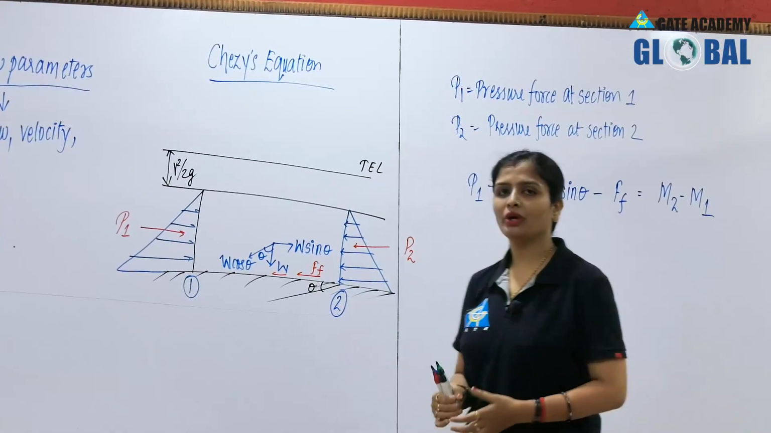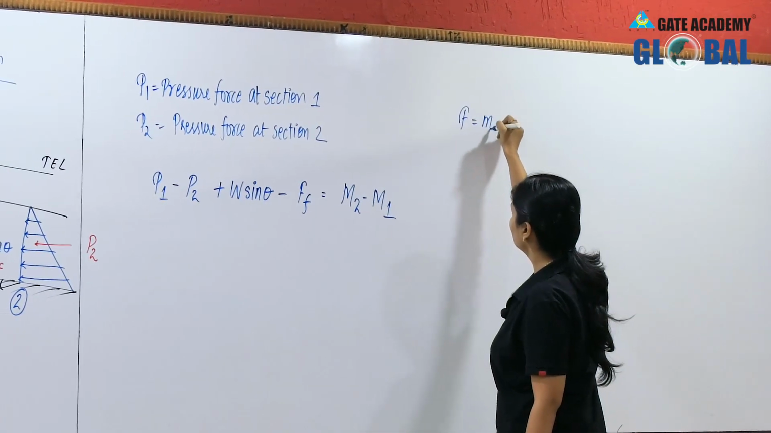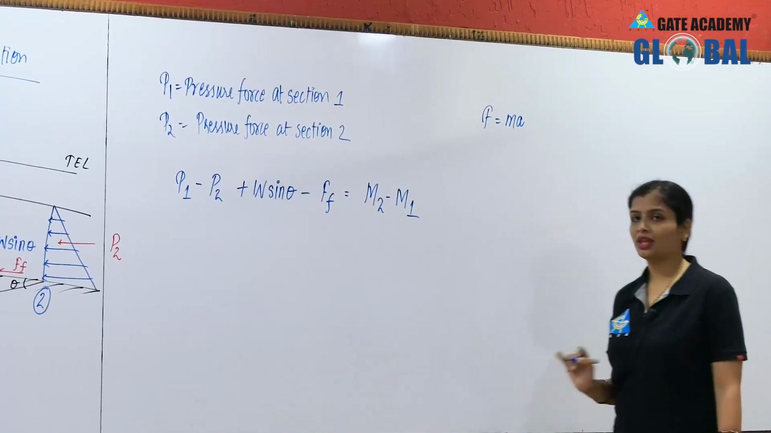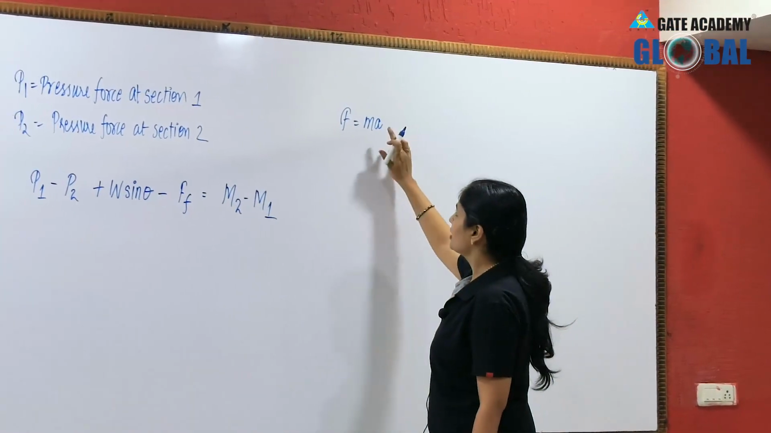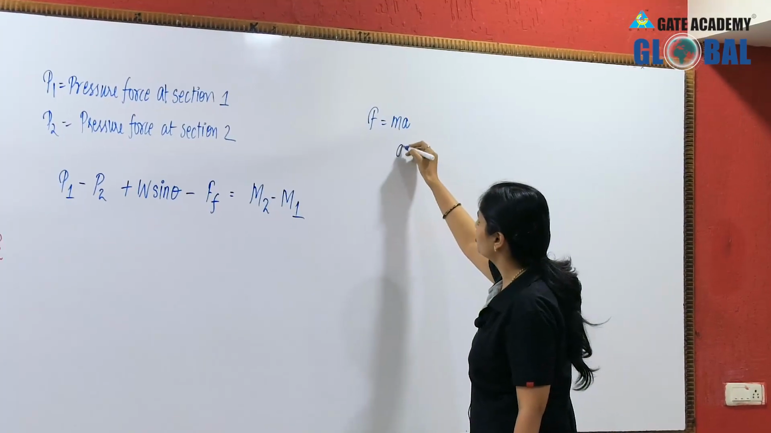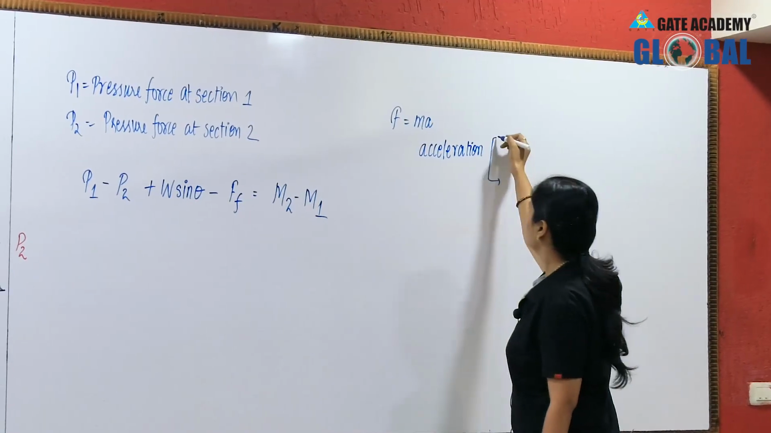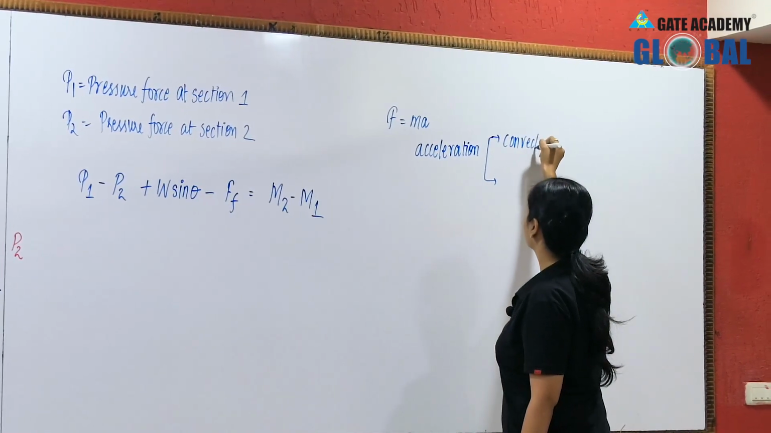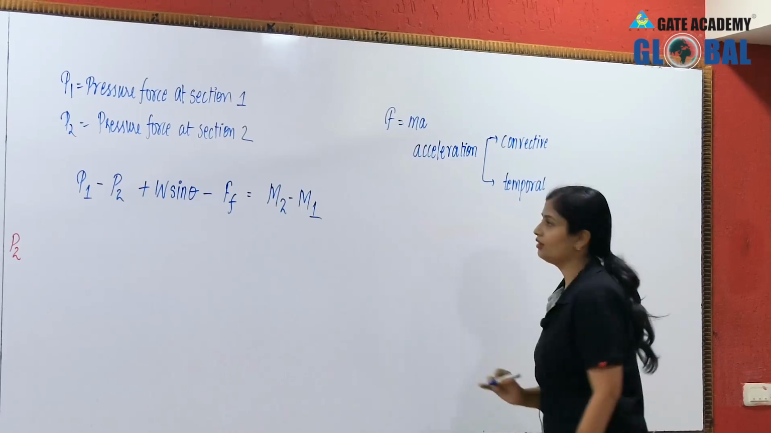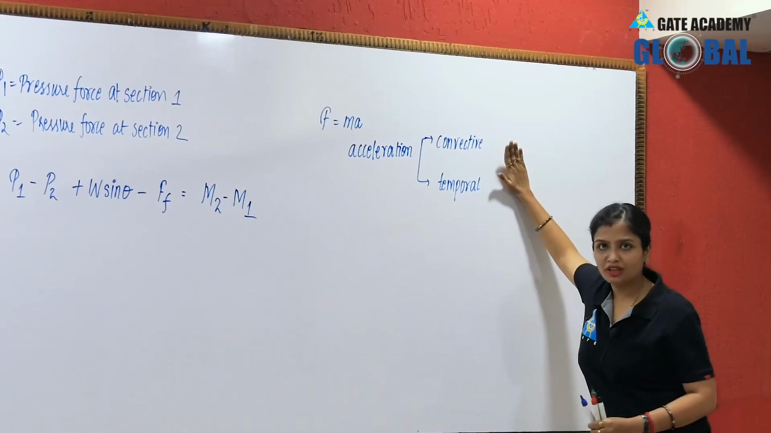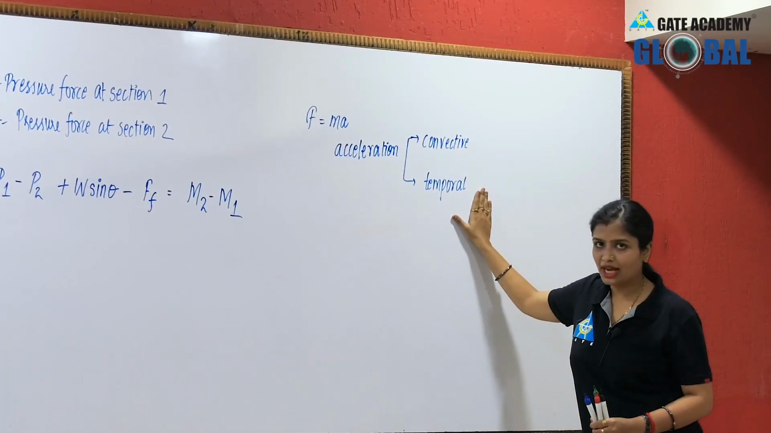In uniform flow, you have come across Newton's law of motion, force is equal to mass into acceleration. You have studied this in your preliminary classes, like in your 9th and 10th. Now, this acceleration is basically composed of your convective and temporal acceleration. These are the two accelerations. First one is convective and second one is temporal acceleration. Temporal you also call local acceleration.